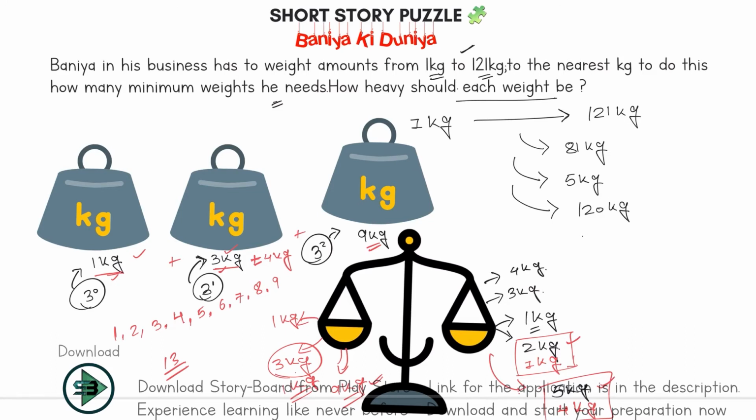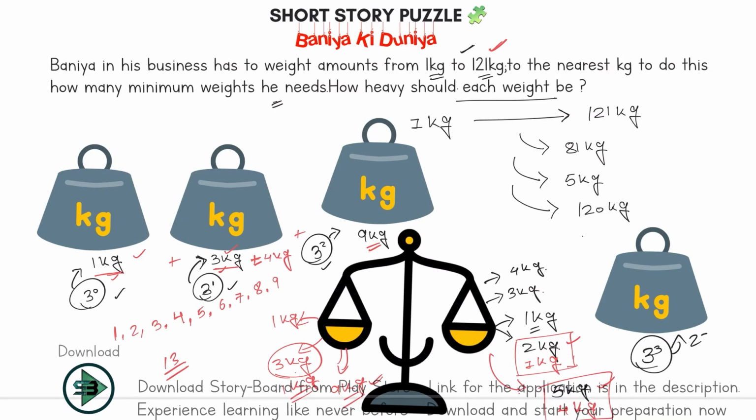Now I need to go till 121. I need to go till maximum of 121. So what will I do right now? I'll take the maximum to be reaching 121. So take the next power of 3. 3 raised to 0, 3 raised to 1, 3 raised to 2. This will be 3 raised to 3, that is nothing but 27. Now if you add all of them, 27 plus 9 plus 3 plus 1, this turns out to be 40. So with these four weights I can measure maximum up to 40 kg.